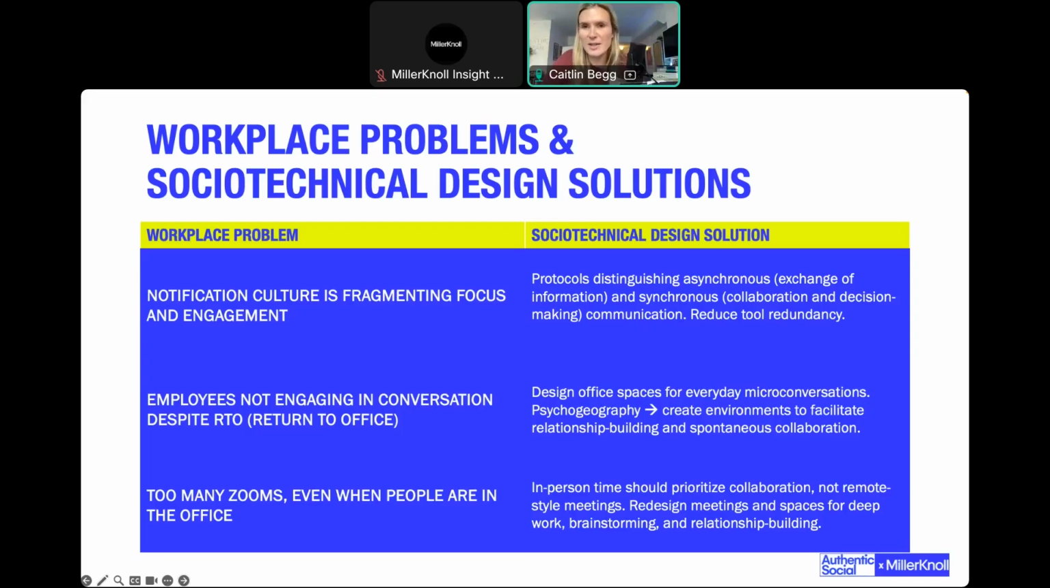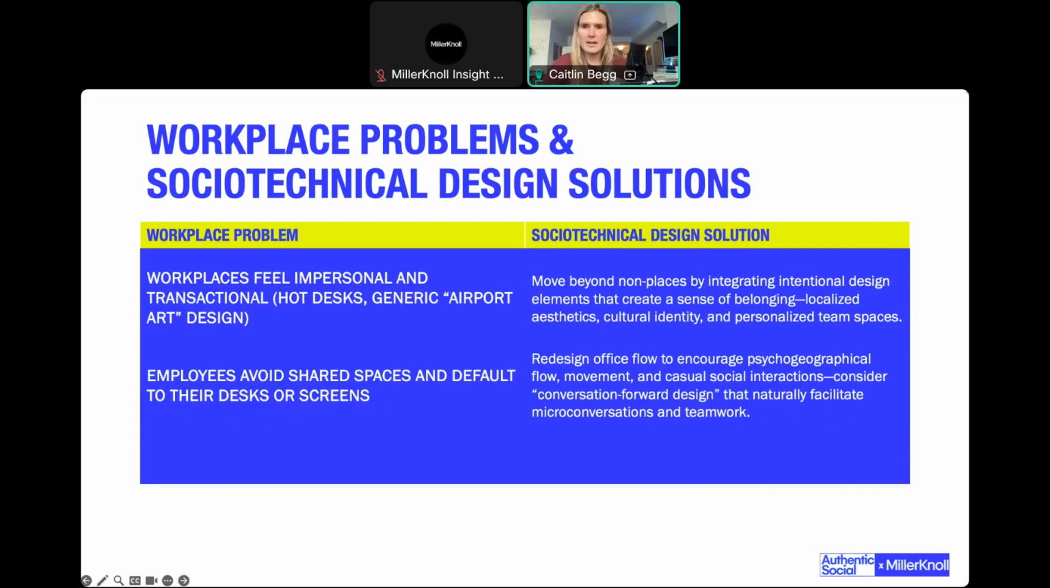That's another thing that I see in the qualitative data piece of organizations, is that sometimes organizations are asking employees whether they want things, but they never really have the intention to deliver on them. So be careful about the things that you're asking and make sure that it can align. This idea of too many Zooms, even when people are in the office, is something that we also want to work against and prioritize collaboration and not remote style meetings, although that obviously can be a complicated process.